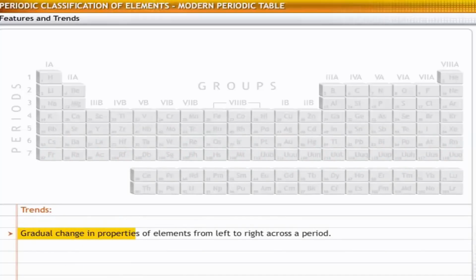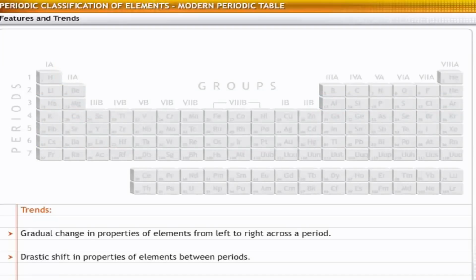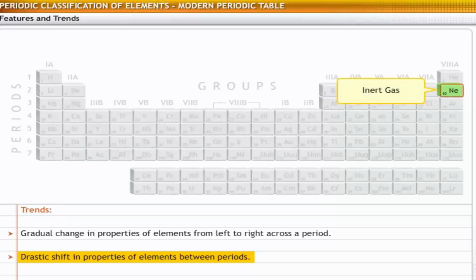The properties of elements change gradually from left to right in a period, as an electron is added to the outermost shell. For example, sodium is highly reactive and magnesium is less reactive as compared to sodium. There is a drastic shift in properties between the last element of a period and the first element in the next period. For example, neon is inert, whereas sodium is highly reactive.